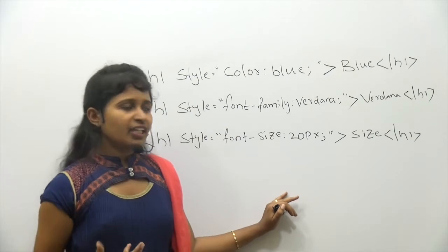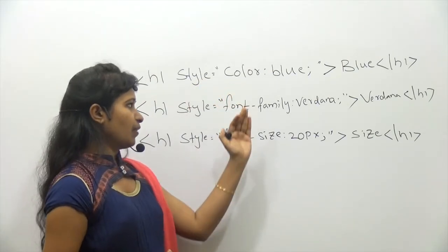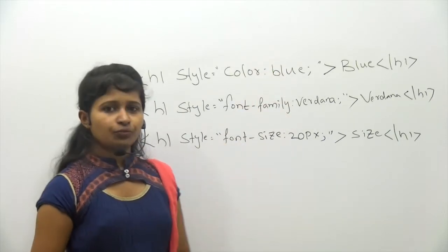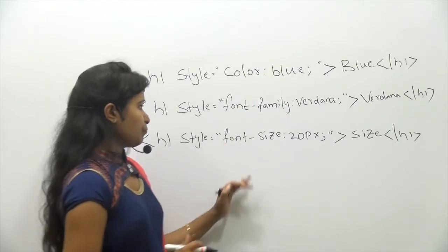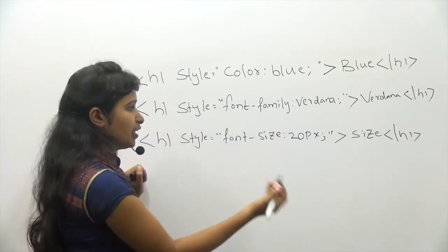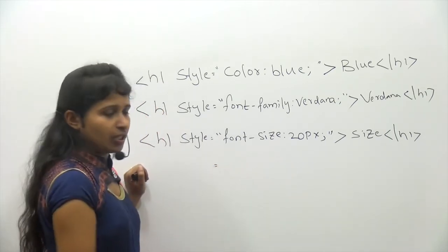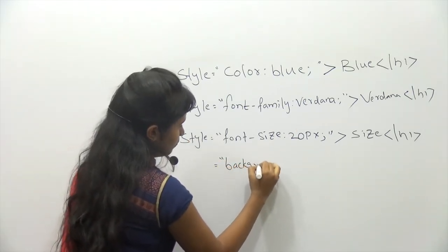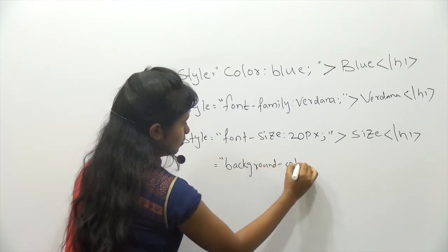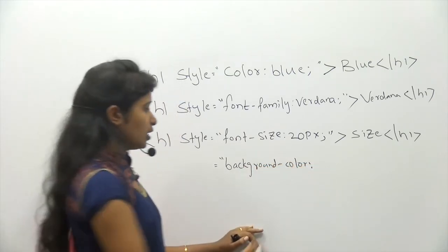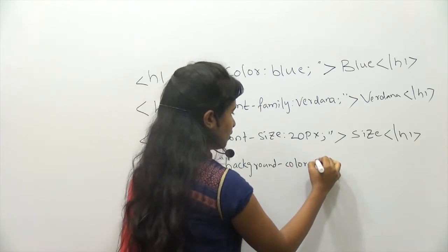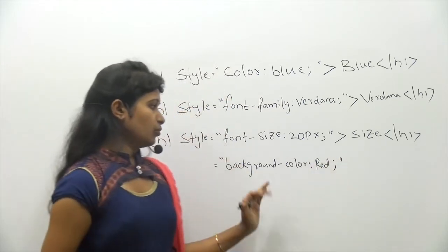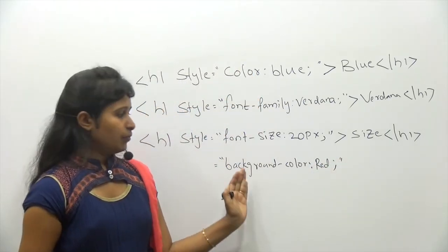This is the way we need to give our styles, might be the font color, font family or font size. These are the basic things we need to follow for a text. I already said that if you want, you can give background color also. For the background color, the same format follows, but here it is background color. You can give any color, like red, yellow or anything. The same follows for background color.